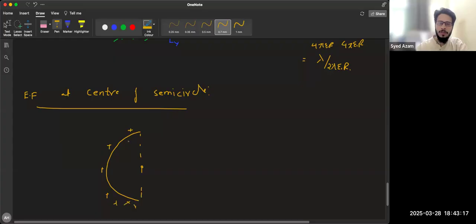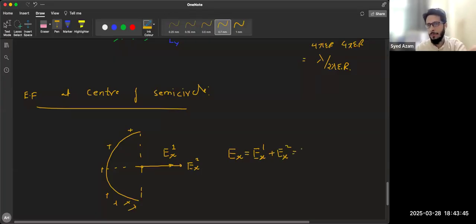So what happened here, if you apply the same concept, then for the field due to the upper quarter and the lower quarter, the y component of field will get cancelled out. But the x component will get added up. This is Ex1. Similarly, this is Ex2. So the net field along x-axis is Ex1 plus Ex2. So that is lambda by 4 pi epsilon naught r plus lambda by 4 pi epsilon naught r. That comes out to be lambda by 2 pi epsilon naught r.